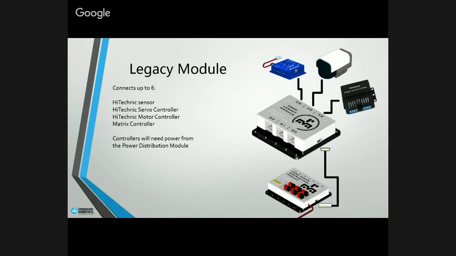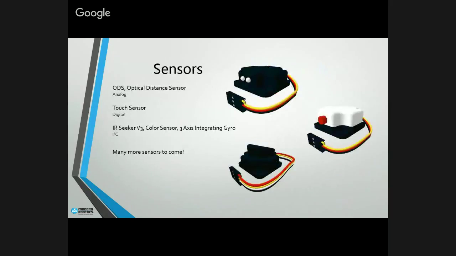And then we also have a whole line of sensors we've come out with. There it is. We have analog sensors like the optical distance sensor. We have digital sensors like the touch sensor, which can also be used on an analog port. And then we have more and more I2C sensors we're coming out with.